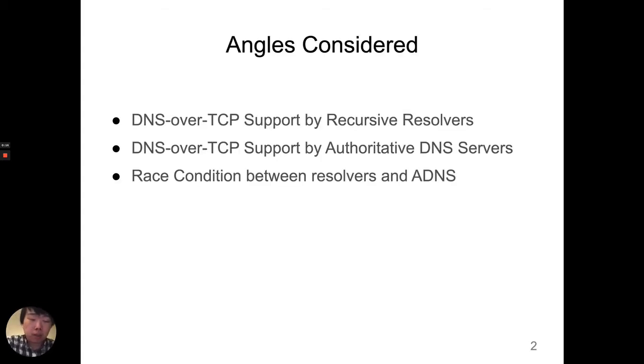Here are the topics we're going to cover today. We're going to look at the DNS over TCP support on two sides of the DNS infrastructure, the recursive resolver side and authoritative DNS server side. We focus on the support on those two sides because they are where we can directly associate the TCP support behaviors to the actors that are responsible for them. At the end of the talk, I'll briefly discuss the race condition between the recursive resolvers and ADNS servers in DNS over TCP.